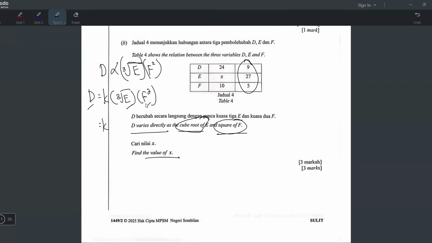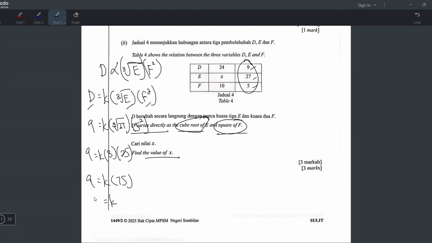So kena ganti information yang complete, yang lengkap. So which one is the information yang lengkap? Yang ini, yang ini, yang ini. So ganti 9. This one is cube root E. And what's the E here? 27. And then for the F square is 5, but don't forget the square like that. Okay, 9 equals to K. Cube root 27 kalau tekan dapat 3, 5 square dapat 25. So sekarang dia akan jadi 9 equals to K darab dengan 3 times 25, 75. So your K is 9 over 75. But if you press calculator, dia bagi positive 3 over 25.